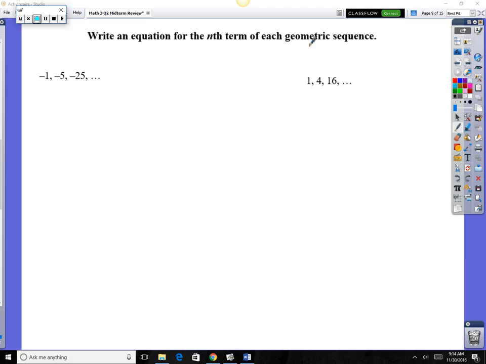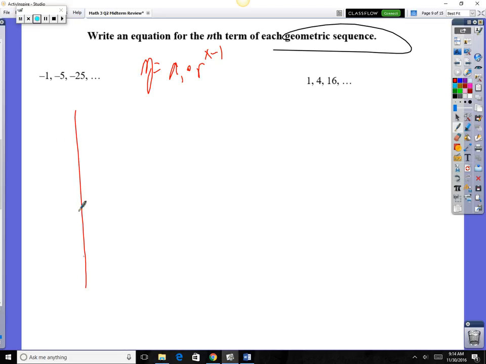Okay, these two are geometric sequences. So the formula, y equals, you put the first one, times that by what you're times them by, to the x minus 1. And they want this formula. So here we go. The first one, the second one, the third one. The first one is a negative 1. The second one is a negative 5. The third one is a negative 25.